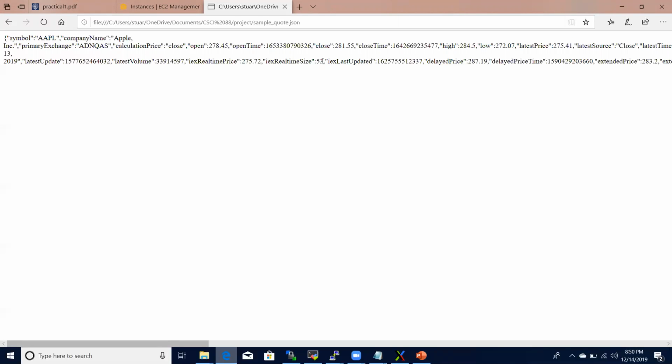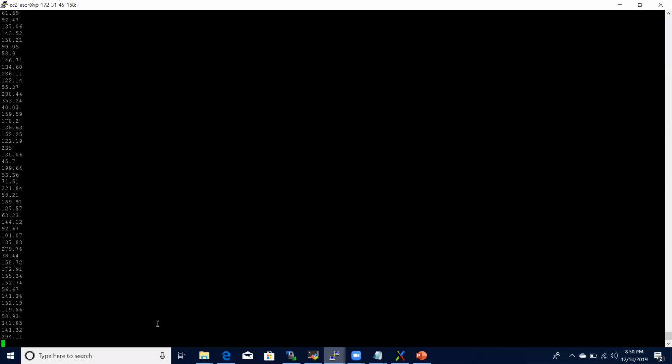First program in my pipeline is going to extract this data from the web as provided by IEX like this, and it's going to feed it into a Kafka producer. Here is that program running now. Just prints out the price as it goes as a diagnostic.